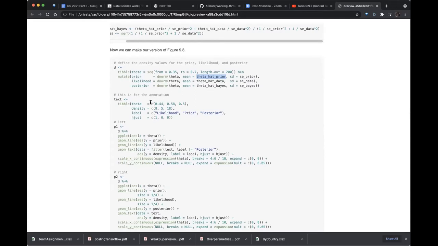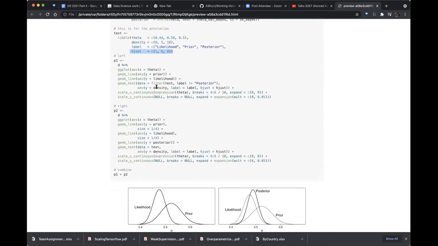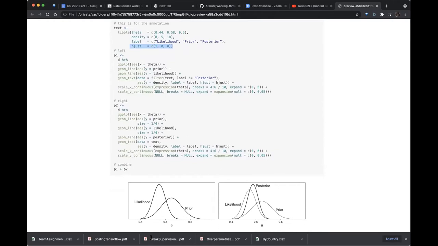So, for the annotation, what are they doing here? They say theta, theta, theta, and density, and then the label is going to be likelihood, prior, posterior. I'm not entirely sure what this HGEST is doing, but we'll figure it out. Then it goes into our usual ggplot. We have theta as x, one for our prior, one for our likelihood. In the first plot, they're saying we don't want the label to be posterior. We're leaving that out altogether. Y is density, label, and it's doing some other ggplot tricks there.